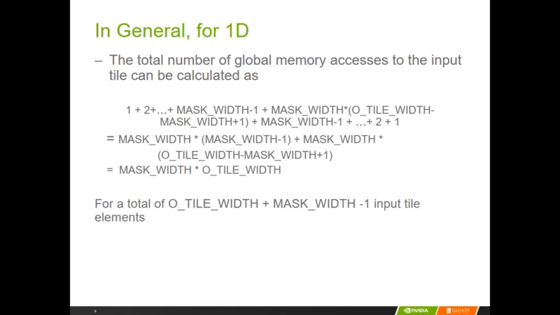down to 1. If we add up all these numbers, the series, we will get mask width times output tile width. So the total of output tile width plus mask width minus 1 input tile elements, we will be able to eliminate mask width times output tile width global memory accesses. Therefore, the ratio of these two gives us the same.